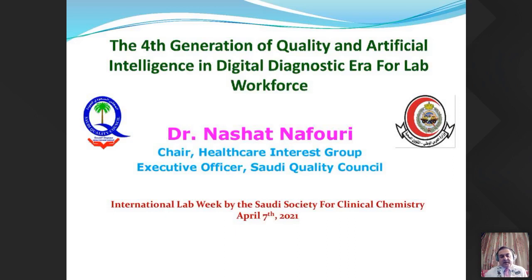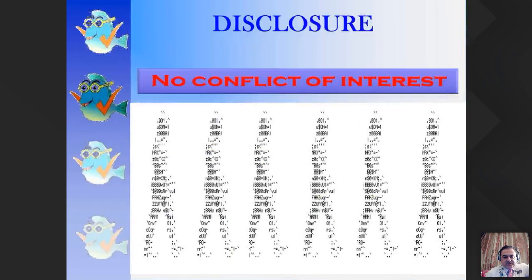The title of my presentation has changed a little bit. I want to tell you about the fourth generation of quality, what's happening now. We are speaking of the fourth generation, and what artificial intelligence is, and how we really prepare our task force or workforce in the new digital diagnostic era. I might take more than half an hour because this is almost a 45 minute to 1 hour presentation, but I'll try my best to deliver snapshot messages from each slide.